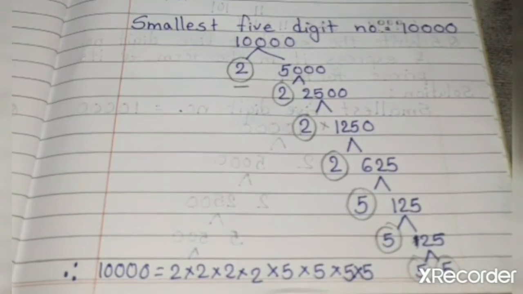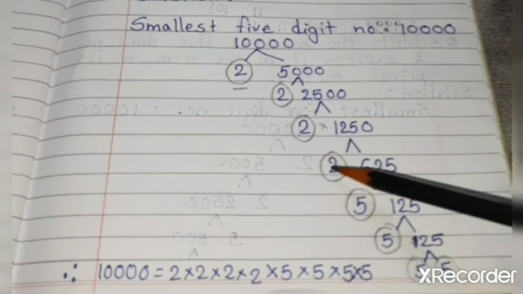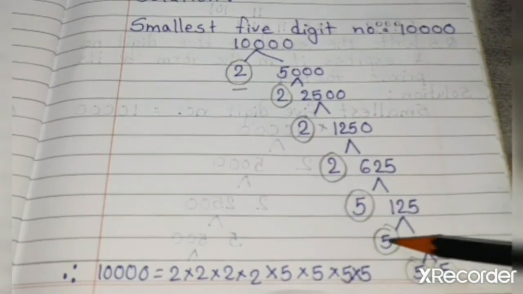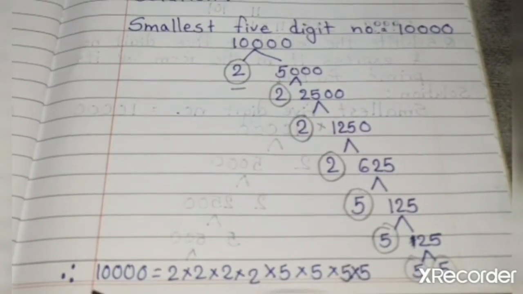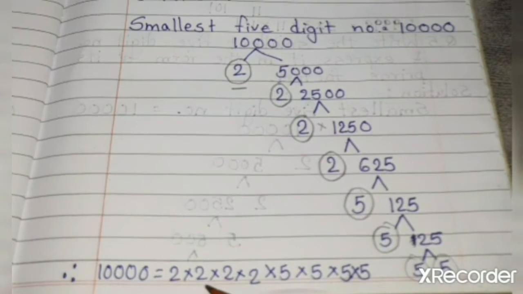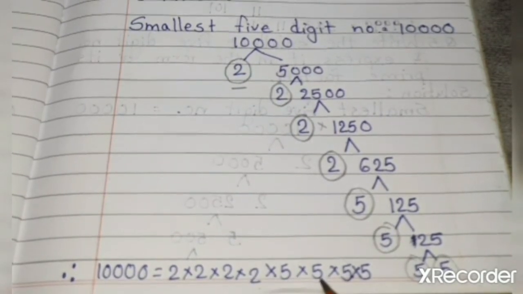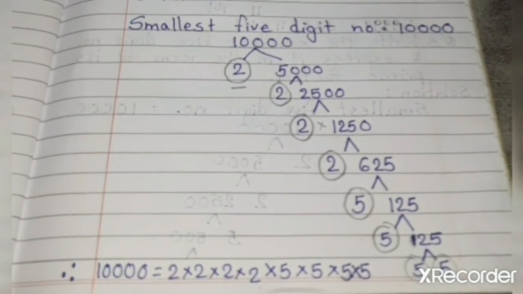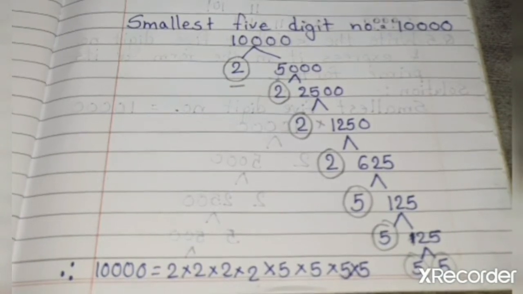Here we got all the prime numbers. Now we will write all the prime numbers. 2 into 2 into 2 into 2 into 5 into 5 into 5 into 5. That is 10,000. So 10,000 equals 2 multiplied by 2 multiplied by 2 multiplied by 2 multiplied by 5 multiplied by 5 multiplied by 5 multiplied by 5. This is the prime factorization of 10,000.